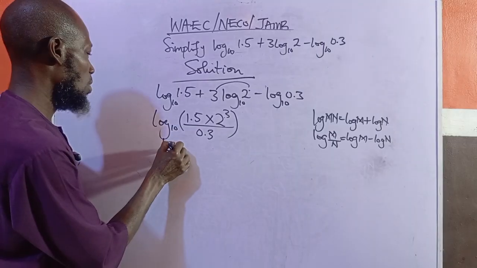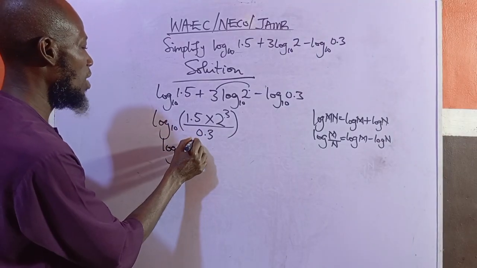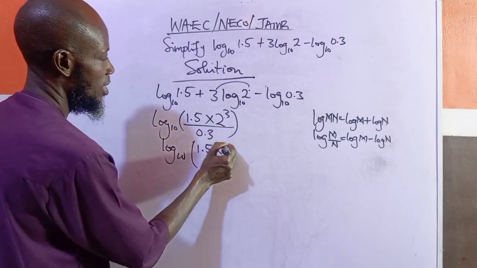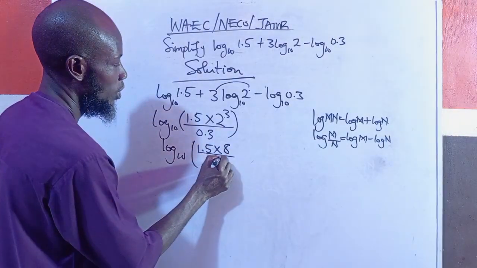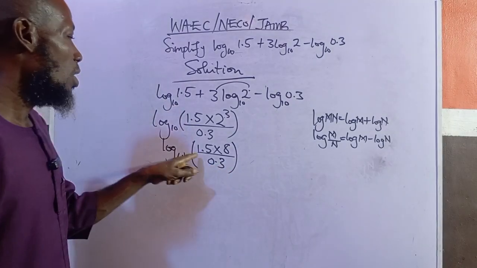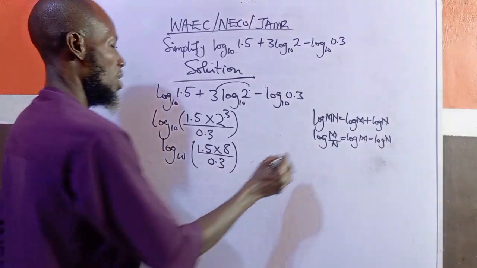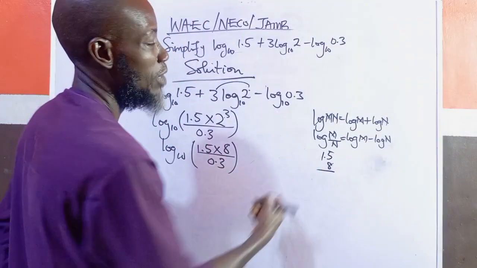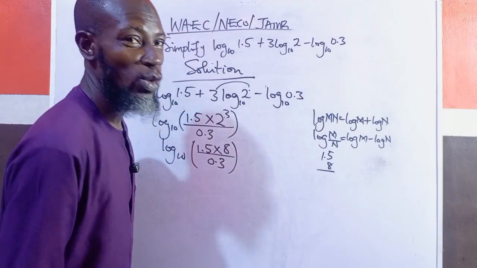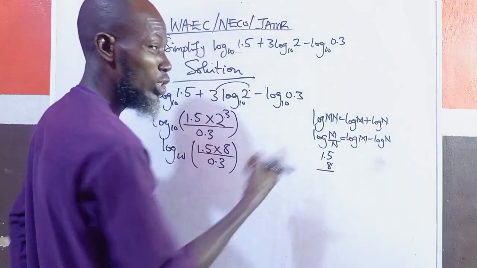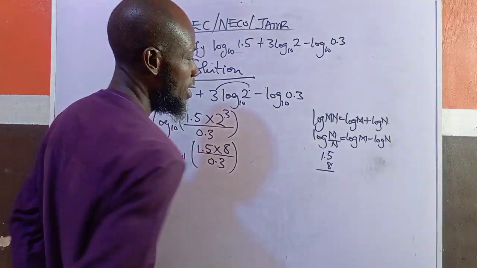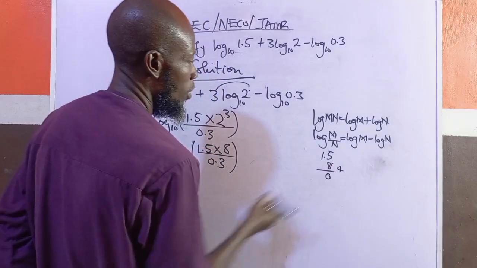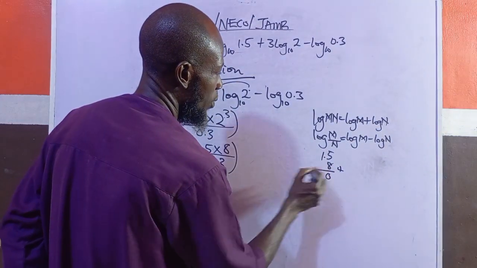So now simplifying further, so we have 1.5 times 2 to the power of 3, that is 8, all over 0.3. Now let's multiply 1.5 times 8. When you are multiplying a decimal with a whole number, first ignore the decimal point. So do the normal multiplication. 8 times 5 will give us 40. Then 1 times 8, 8 plus 4, that is 12.